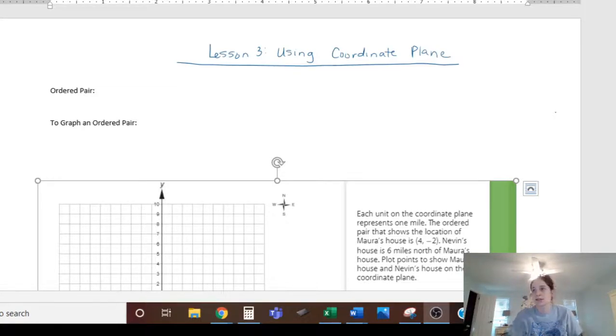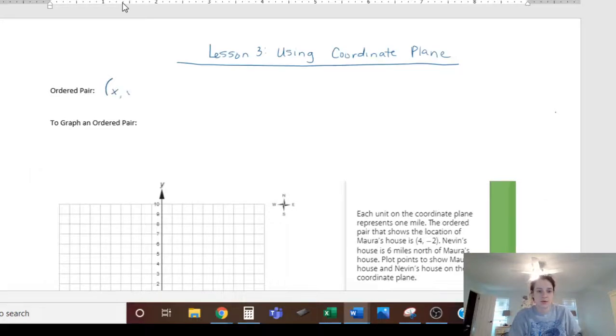So let's get started. Today it's an extension of what we learned yesterday. Remember, an ordered pair looks like this, x comma y. We said yesterday that an ordered pair was like your GPS directions, where to go. So to graph an ordered pair, here's step 1, you're going to start at your origin. And remember, the origin is the very center, 0, 0.